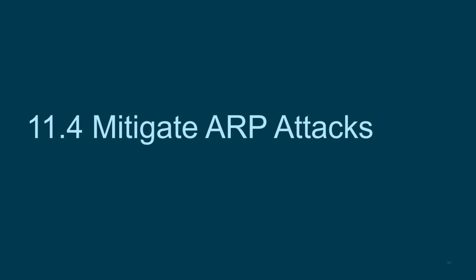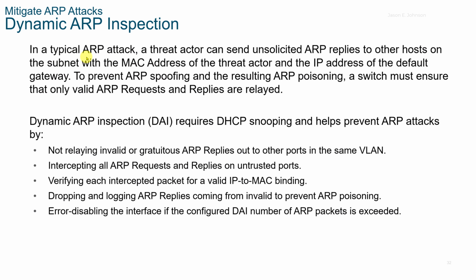11.4 Mitigating ARP attacks. In a typical ARP attack, a threat actor can send unsolicited ARP replies to other hosts on the subnet with the MAC address of the threat actor and the IP address of the default gateway. To prevent this type of spoofing, which results in ARP poisoning, a switch must ensure that only valid ARP requests and replies are relayed.